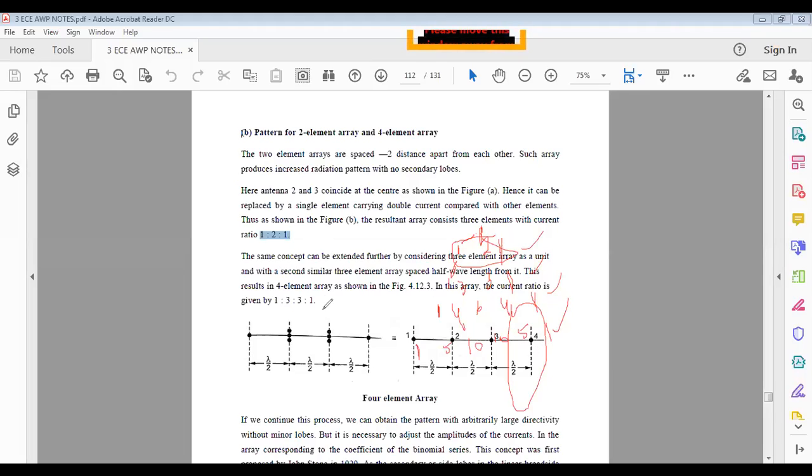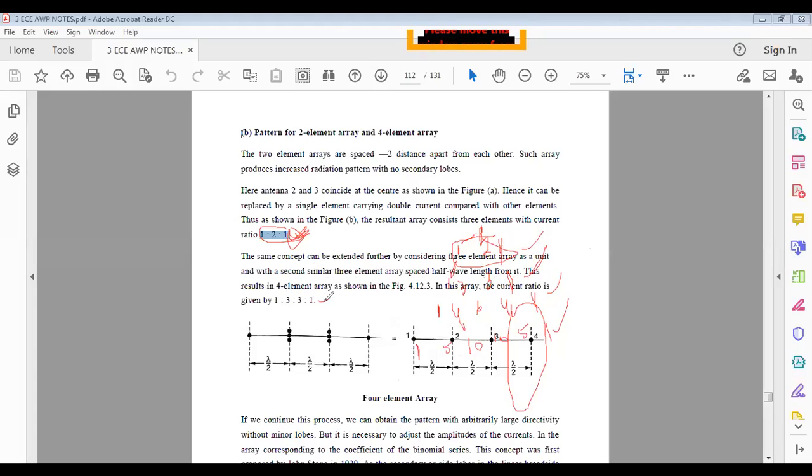Okay, that is the point here. See here, 1 2 1, same. This is the 1 2 1. Again, suppose I'm using 4 elements, the same concept is further extended by considering the 3 element array as a unit, and with a second similar 3 element array spaced about a half wavelength. Here the assumption is the spacing is always lambda by 2. The resultant 4 element array excitation amplitudes are 1 3 3 1. Okay, see here 1 3 3 1.